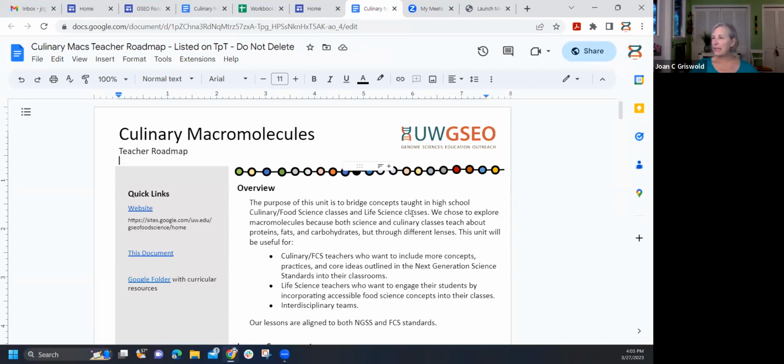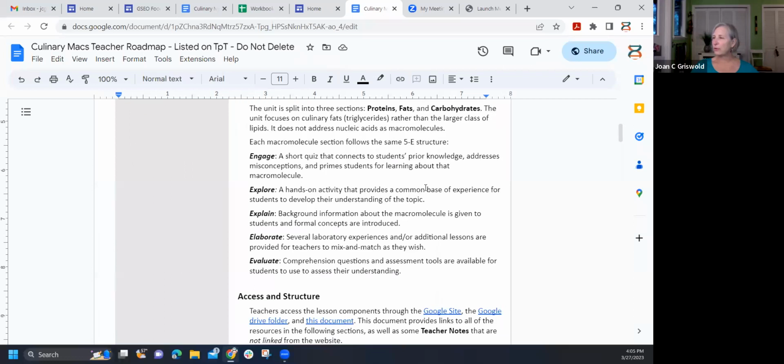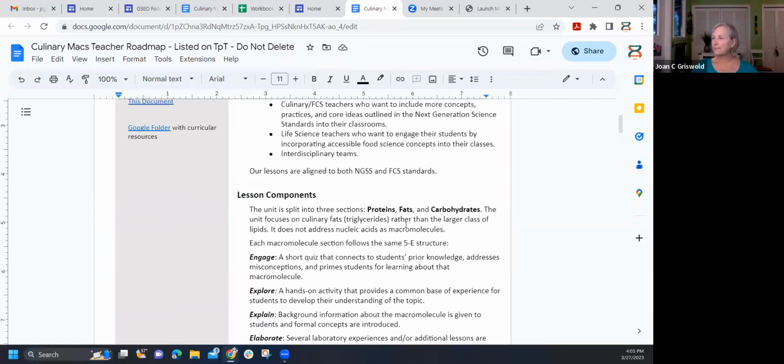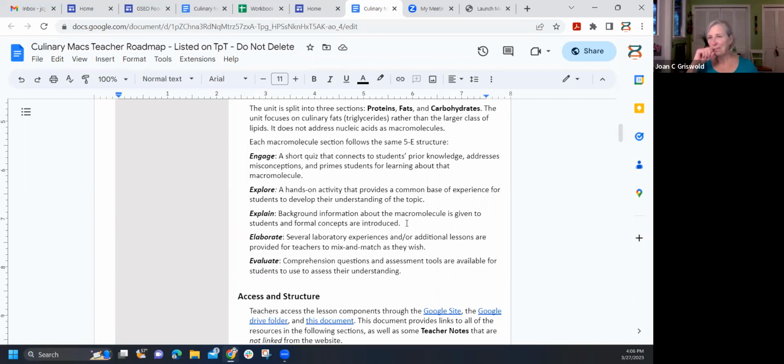The teacher roadmap shows the overview and tells about the lesson components. Every lesson is built using the same 5E model from BSCS that will be familiar to a lot of science teachers. I'm not sure how familiar it is to the culinary or FCS or food science teachers. This is one of my favorite ways to orient any lesson. We had such disparate things that we were trying to fit into this lesson that this helps have everything in the same frame.